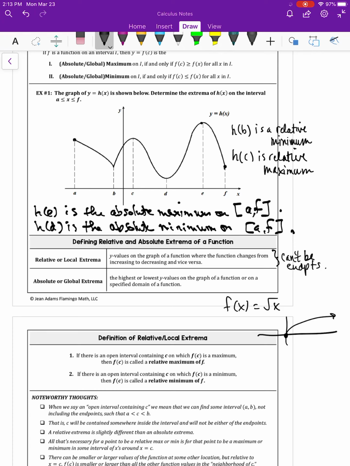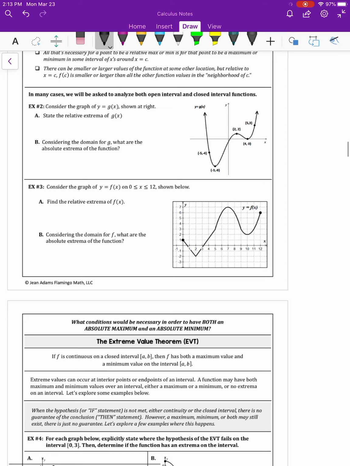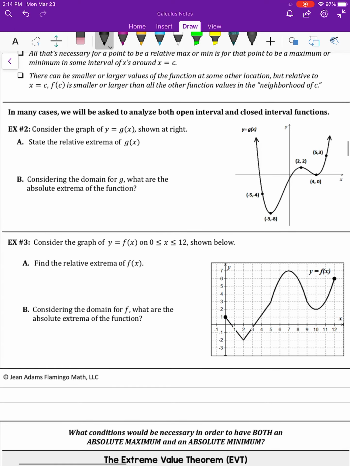And that's what we were talking about up here when I was talking about the neighborhood, because obviously your h of c here was not the highest point. We had other higher points over here, but since it was the highest point in the neighborhood, it's called a relative maximum. Okay, so now example number 2. Consider the graph of y equals g of x shown at the right. State the relative extrema of g of x.